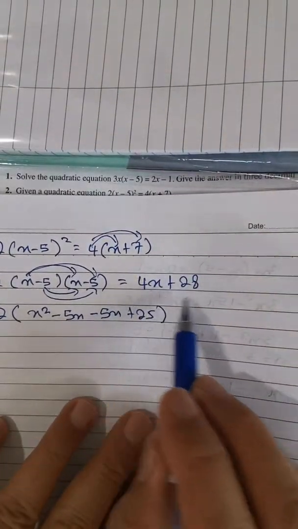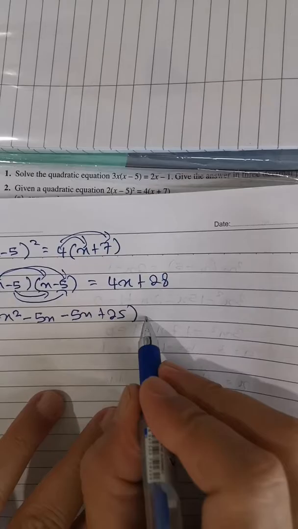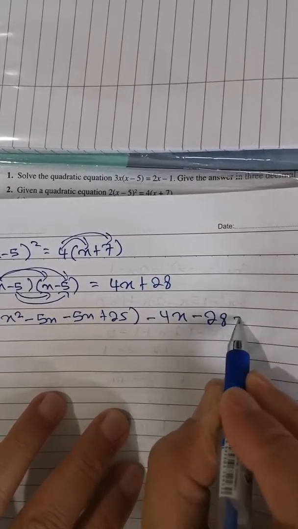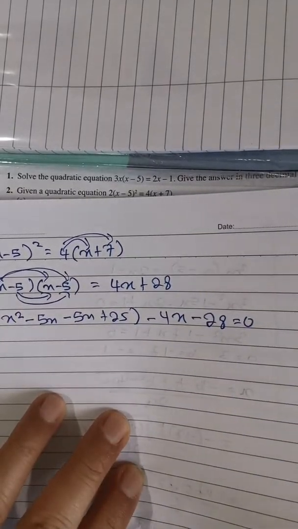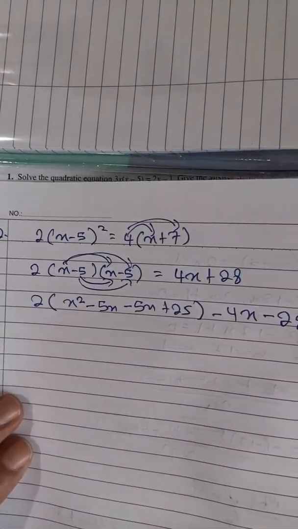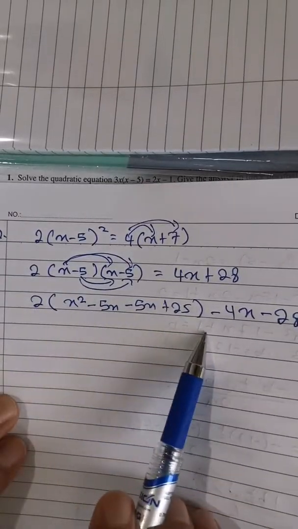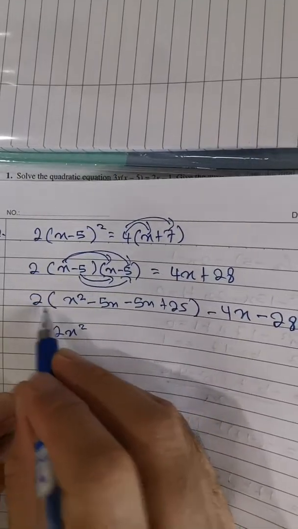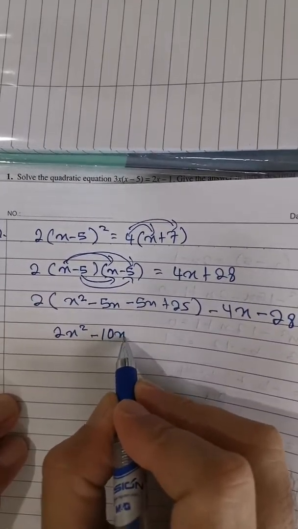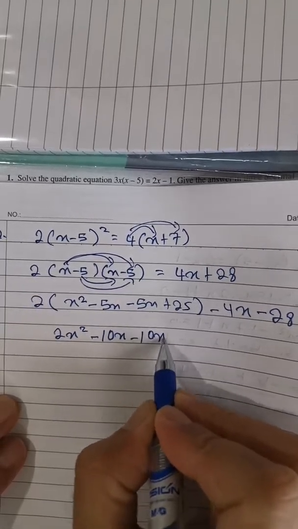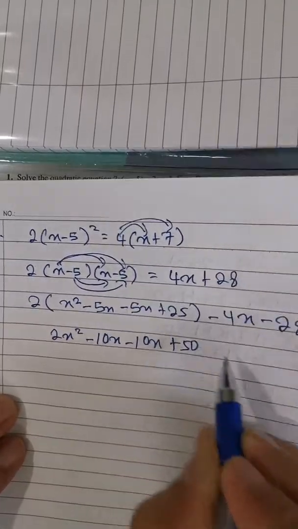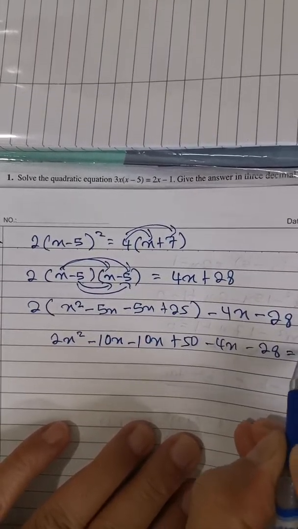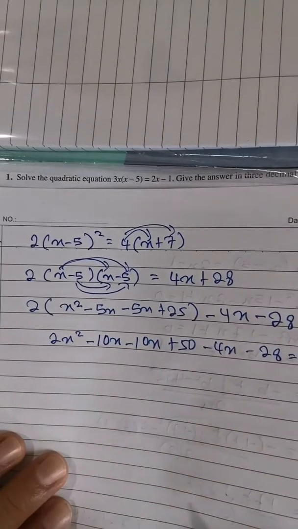And then I'll bring these two to the other side also, become minus 4x minus 28 equals 0. So I will get 4x squared minus 10x, and minus 10x again, plus 25 minus 4x minus 7 equals 0. Okay, simplify.